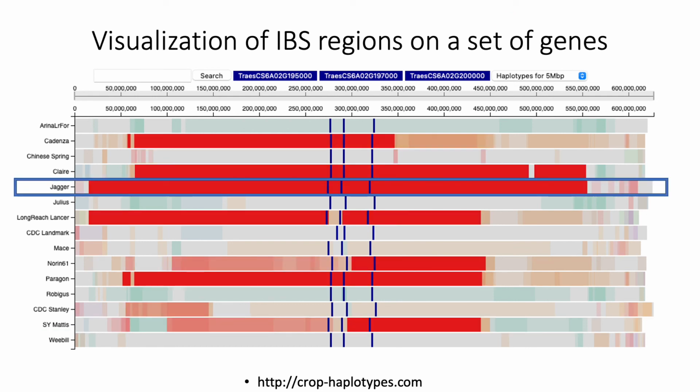And if we look from the perspective of Jagger, we can see that there is a very large region that has blocks across the different genomes, but again, they have different recombination events.